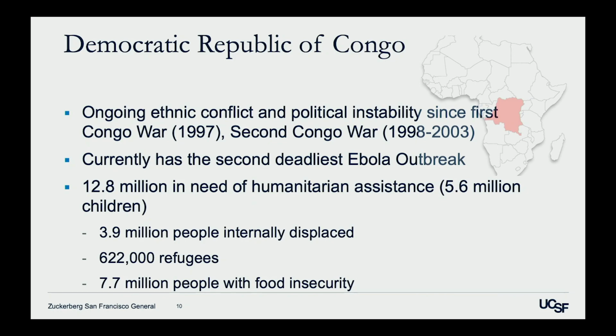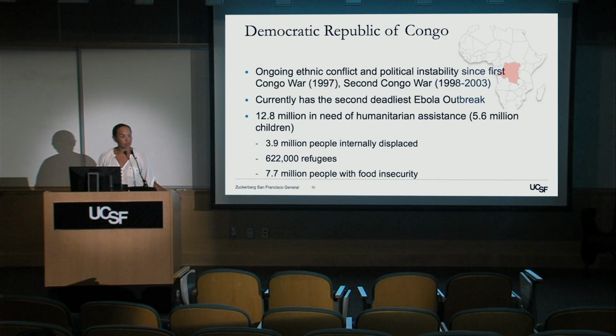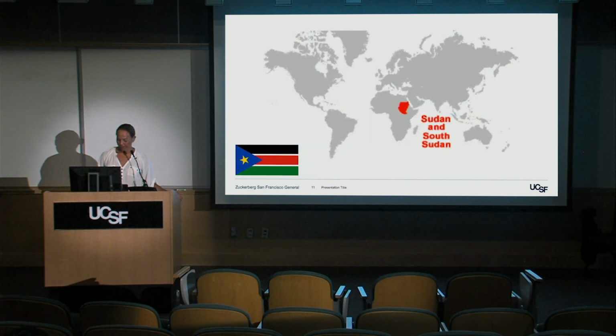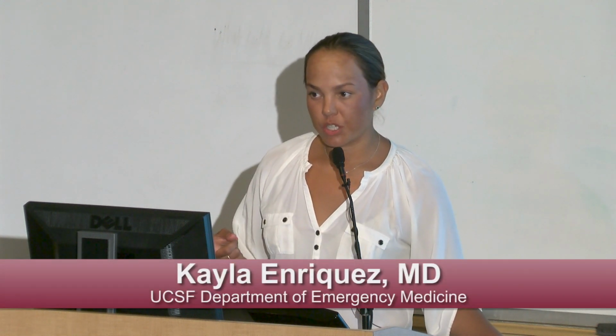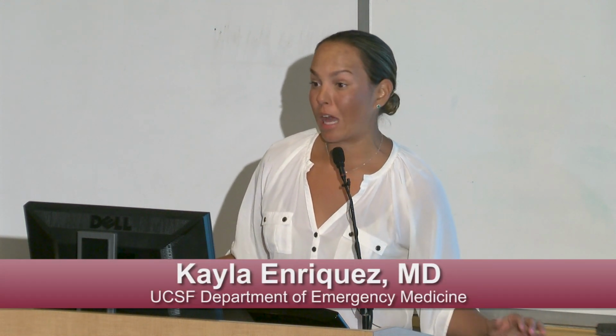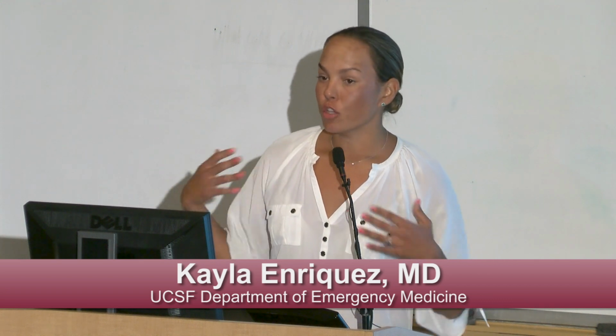Internally displaced means you have to leave your home city, but you're still within your own country, whereas a refugee is someone crossing borders into another country. And there are 622,000 refugees in Syria. 7.7 million people have food insecurity. What defines food insecurity? I'll talk about that a little bit later in the Sphere project, but basically it's based on a calorie basis. Every human being should have X amount of calories a day, and they're not meeting that.